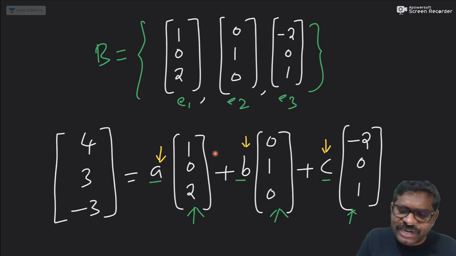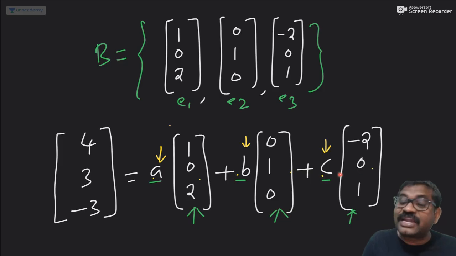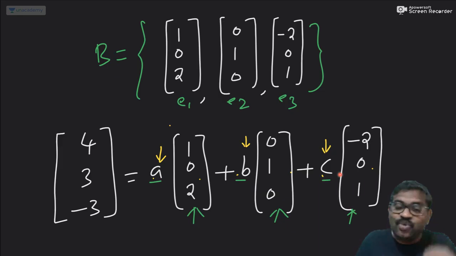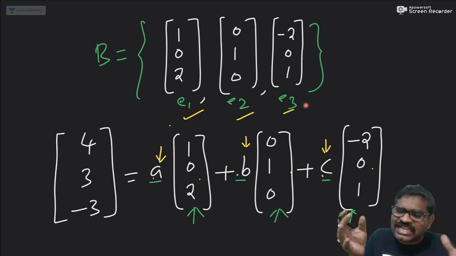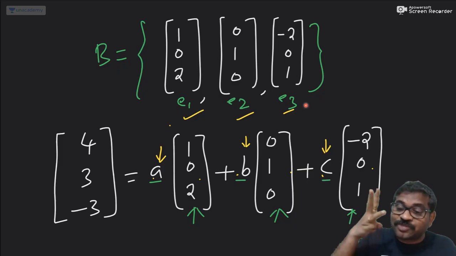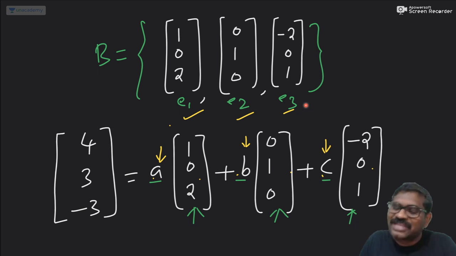Sir, how you have written this spanning? I have written linear combination AE1 plus BE2 plus CE3. When it is possible? If your vector space is three-dimensional, you have three vectors, then that linear combination is possible. Sir, suppose your vector space is three-dimensional, but in the basis you have only two vectors, then this spanning is not possible. You can write only subspace. Catch my point? Next.